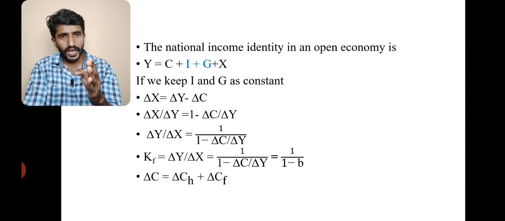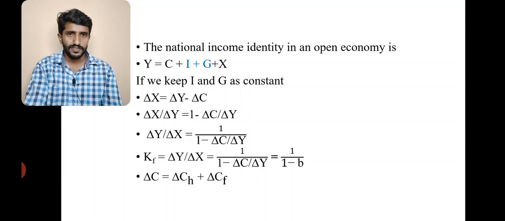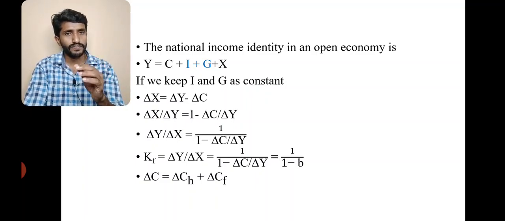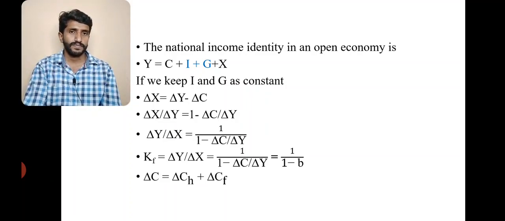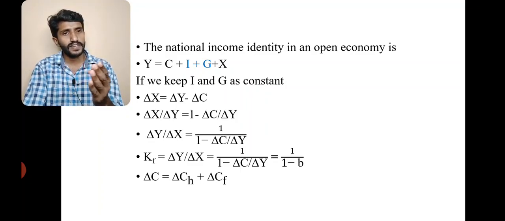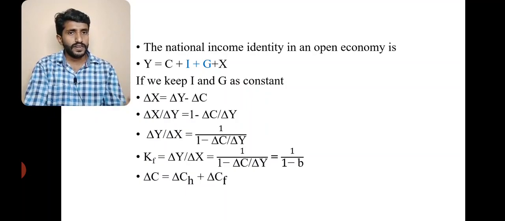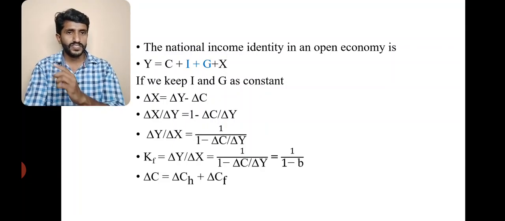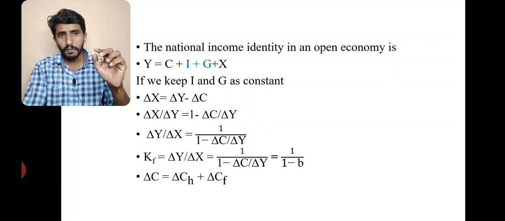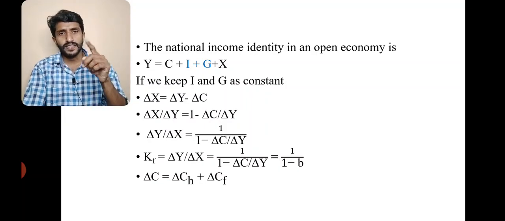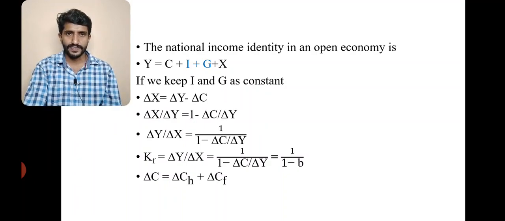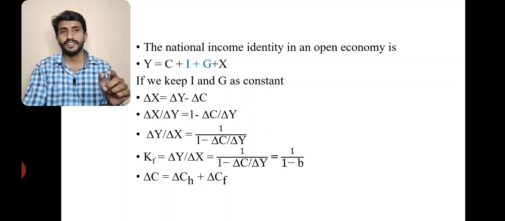Here, if we keep I and G constant, with no change in I and G, then we can rewrite that equation: change in X is equal to change in Y minus change in C. Delta X is equal to delta Y minus delta C. If we divide this equation by change in Y, we get change in X divided by change in Y equal to 1 minus change in C divided by change in Y. Then if we reverse that equation, change in Y divided by change in X is equal to 1 divided by 1 minus change in C divided by change in Y.